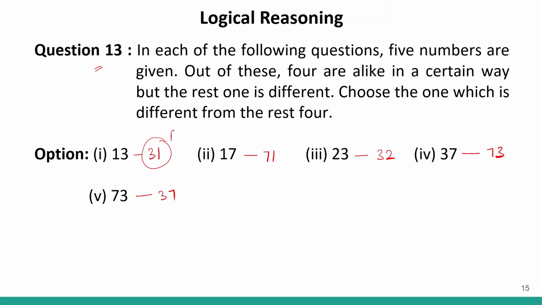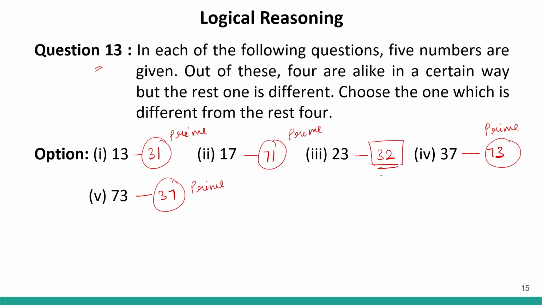Okay, so this number is prime. This number is prime. Similarly, this number is also prime and 37 is also prime. But if you look at this number, that is 32, this is a composite number. 32 is not a prime number. Correct? This has factors. 8 into 4 gives us 32. Correct? This is not the prime number. Therefore, the answer will be option number 3, 23.